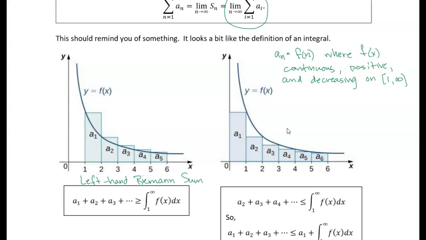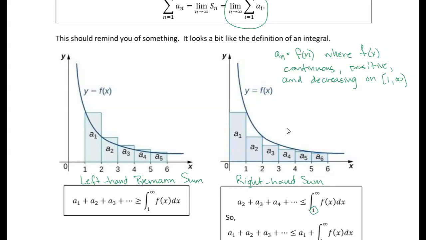Now, if we look at the other case, the right-hand sums, we're only integrating from 1 to infinity because we're adding from 1 to infinity. So you can kind of ignore this a1 at first. If we were to do the right-hand sum to estimate this integral, we would start with a2, because we're trying to estimate the integral from 1 to infinity. So we can see that the sum of a2 to infinity has to be an underestimate of the integral from 1 to infinity.